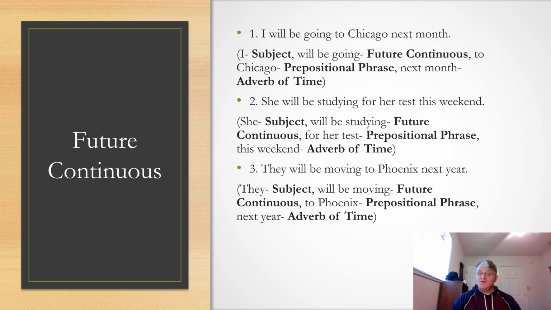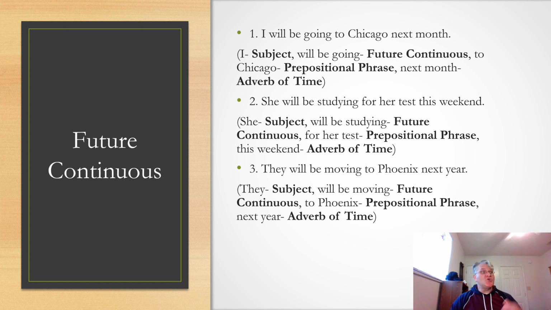To talk about the future, we can also use a continuous tense, here the future continuous. So to talk a little bit about the process. So I will be going to Chicago next month. So I, here is our subject. Will be going is our future continuous tense. To Chicago is our prepositional phrase. Next month, here is our adverb of time.